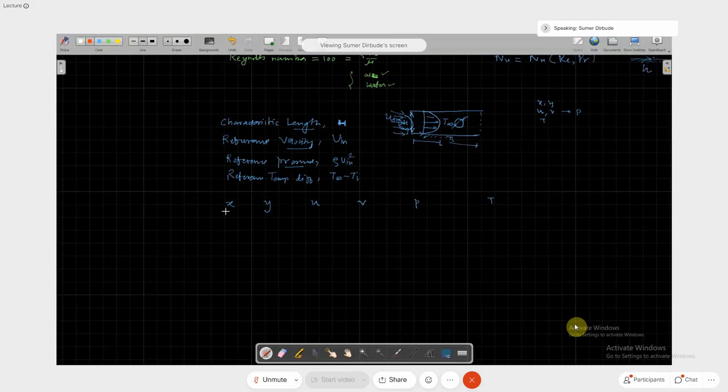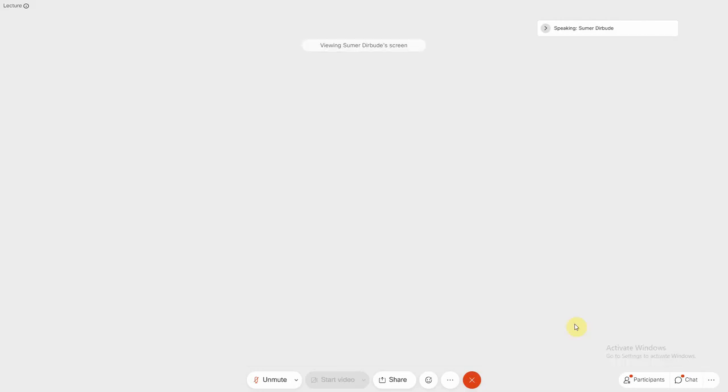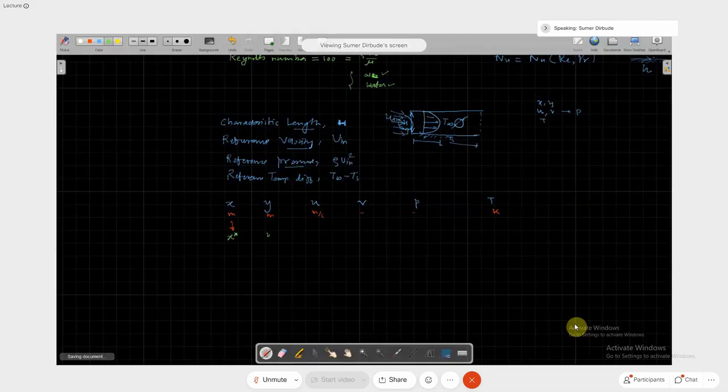I want them to convert into some unitless quantity, which are x star, y star, u star, v star, p star and T star. Okay, that is our objective. Now in this case, they are all unitless. We want to convert them into unitless quantity.